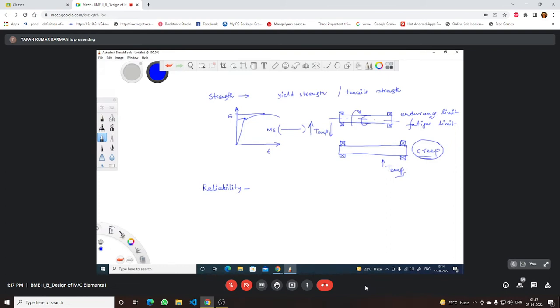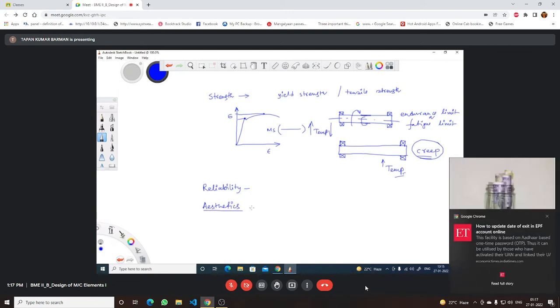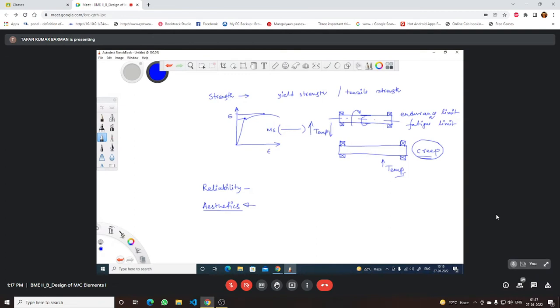Now another thing, there is aesthetic features of the component. What is aesthetic? Aesthetic basically by meaning is beauty of the product or styling of the product. Now how the aesthetics may influence the design?